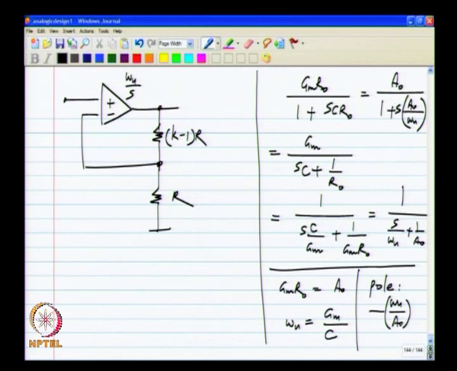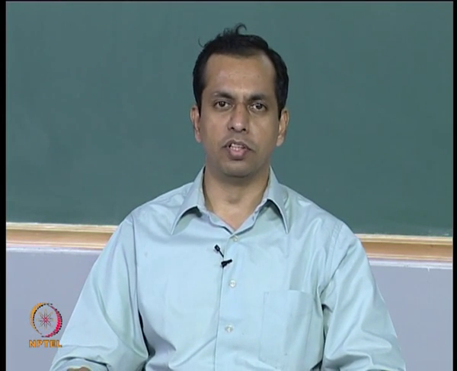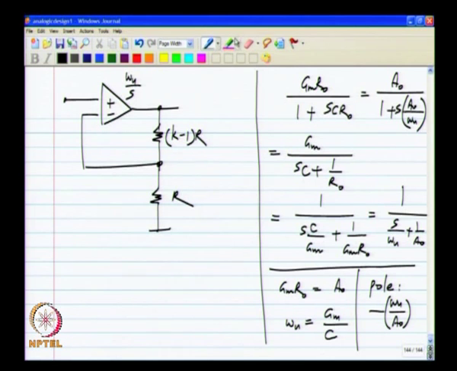So, ideally a naught is infinity. In practice, it is a large number, which means that the pole of the op amp will be at a much smaller frequency compared to the unity gain frequency. The pole should have been at the origin, but it is at a small frequency which is not at the origin. So, instead of this, we will have a naught by 1 plus s a naught by omega u.